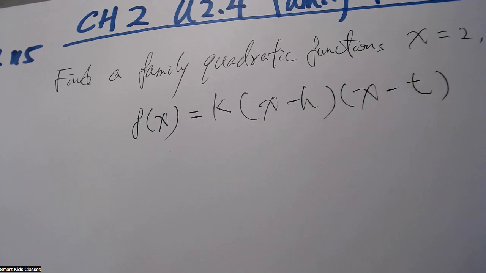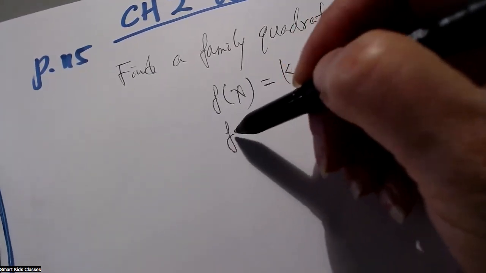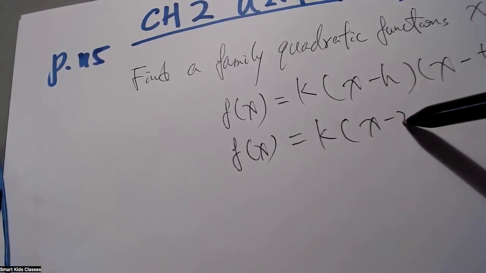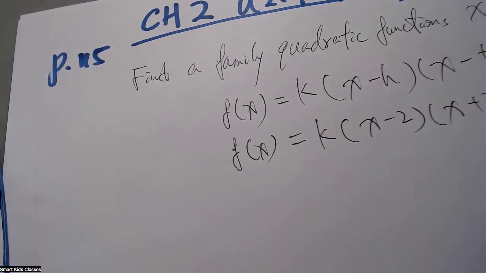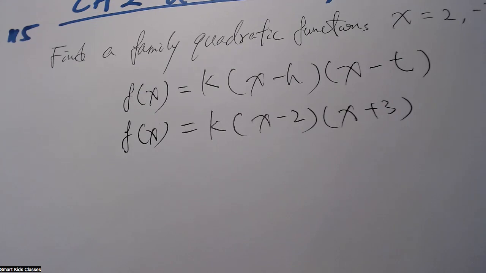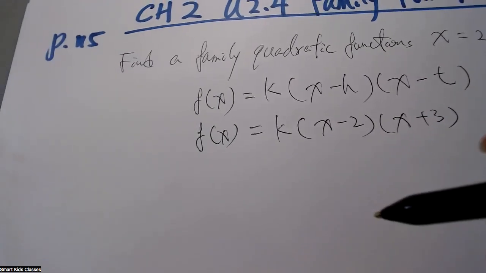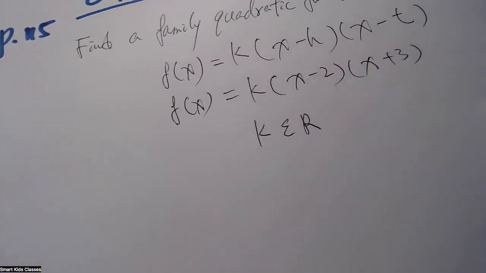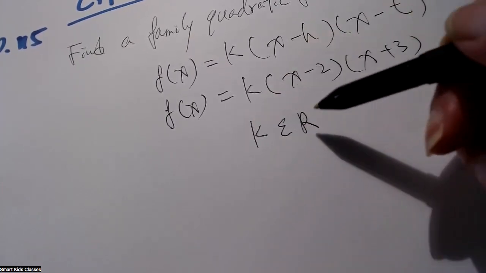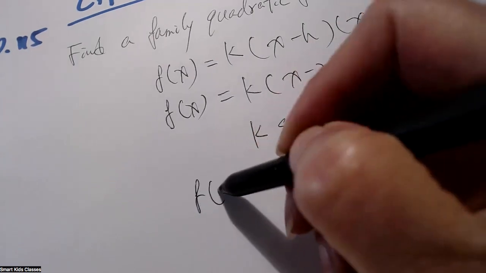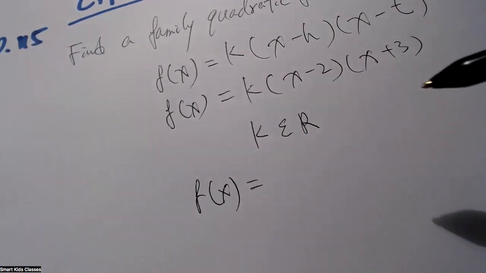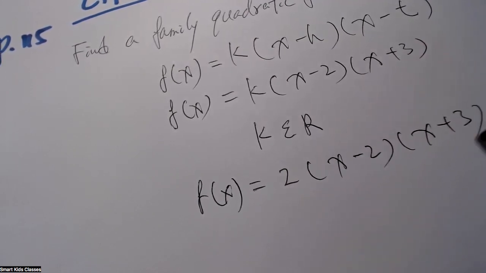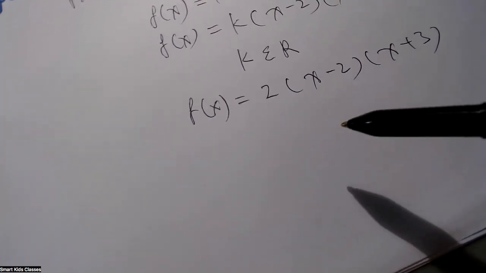Now we're going to write this equation. It's going to be f(x) equals k times (x minus 2) times (x plus 3) for the quadratic equation. Now, what is k? k can be an element of the real numbers. We're going to create the first family function when k is a positive number. Let's say k is 2, so it will be f(x) equals 2(x minus 2)(x plus 3).